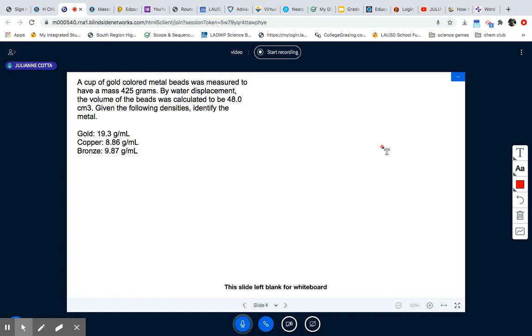Once we know the density, we can tell you if it's gold, if it's copper, if it's bronze, because the densities of those metals are listed. So we have all the information we need to figure out what exactly this gold-colored metal is. Did I bring gold, or did I bring something cheaper and bring copper or bronze? So let's remind ourselves of the formula for density. Density equals mass over volume.